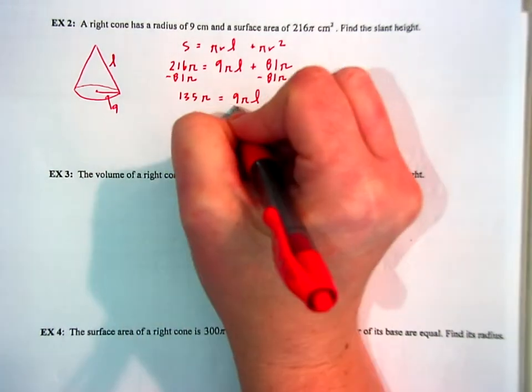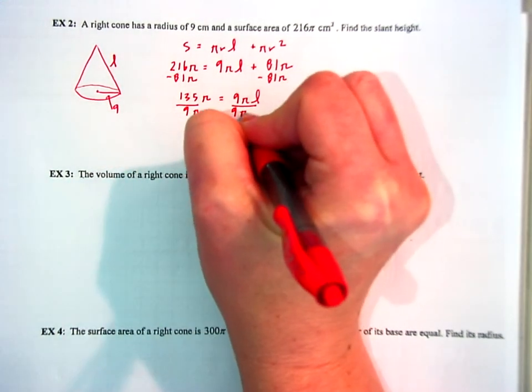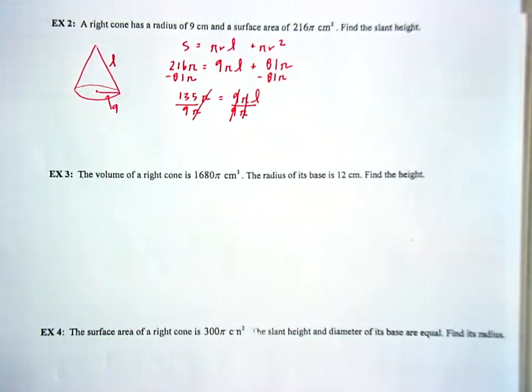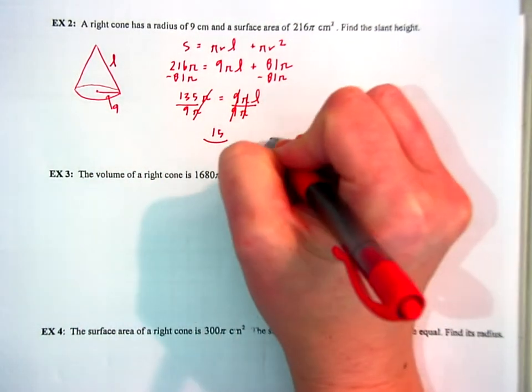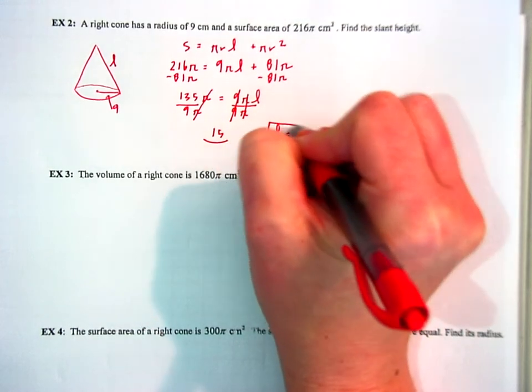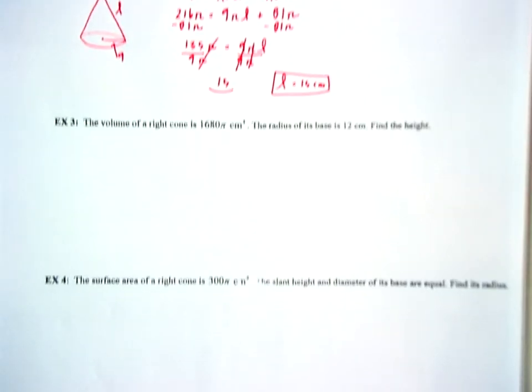And then I just have to divide each side by the 9 pi. So 135 divided by 9 gets me 15. So my slant height is 15 centimeters. Okay, let me slide it up. Go to the next one.